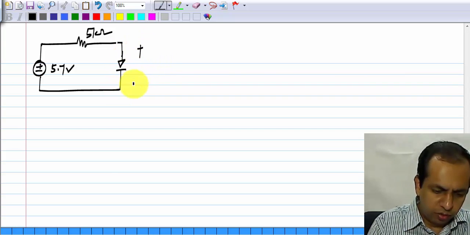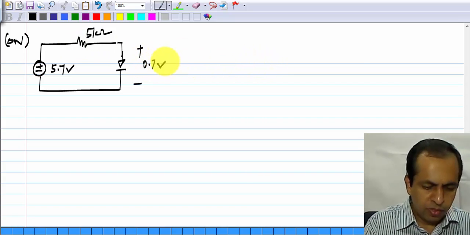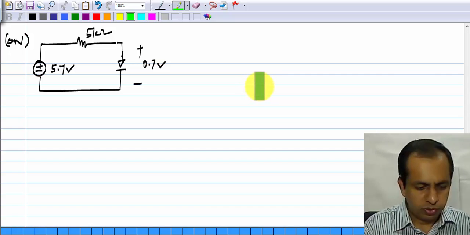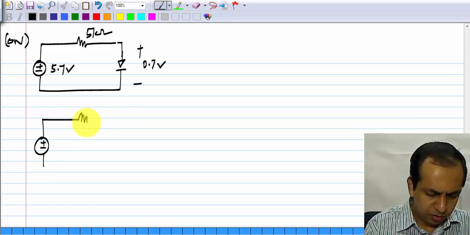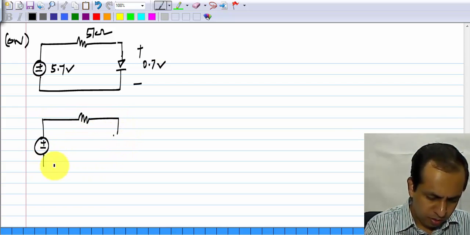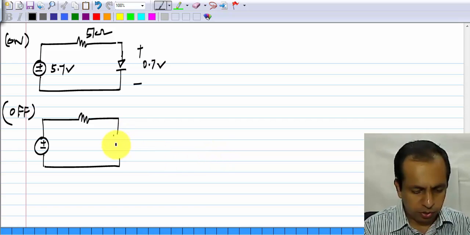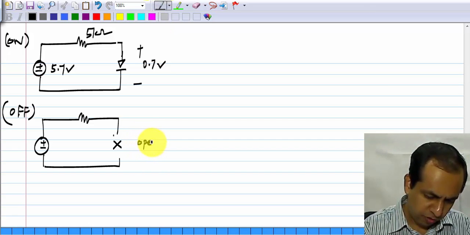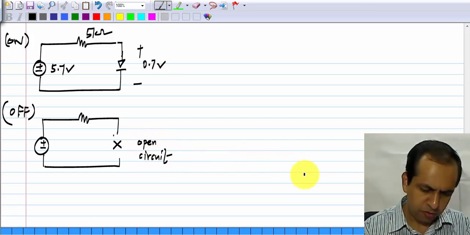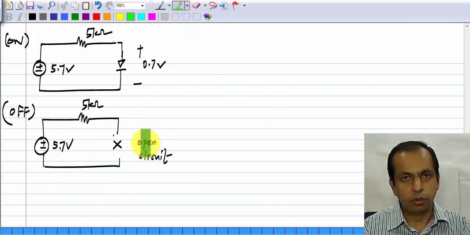First, I will assume an on diode. This is where I have assumed the diode to be on, which means that the diode voltage is 0.7 volts. And if you make the other assumption, that the diode is off, in that case the current through the diode is 0 and I can replace the diode with an open circuit. And let me evaluate the two cases.